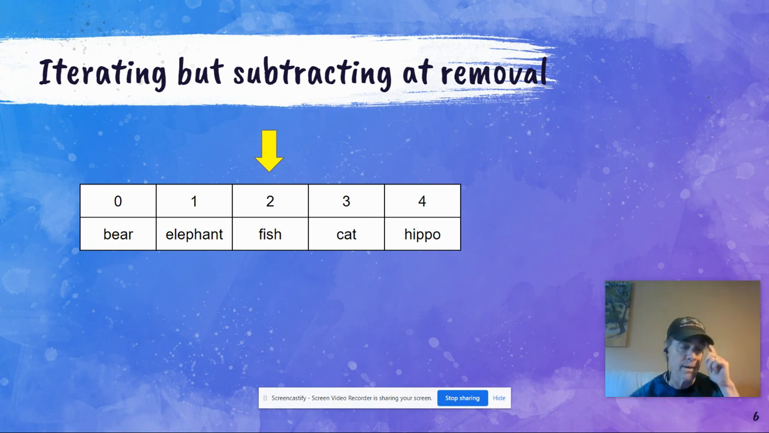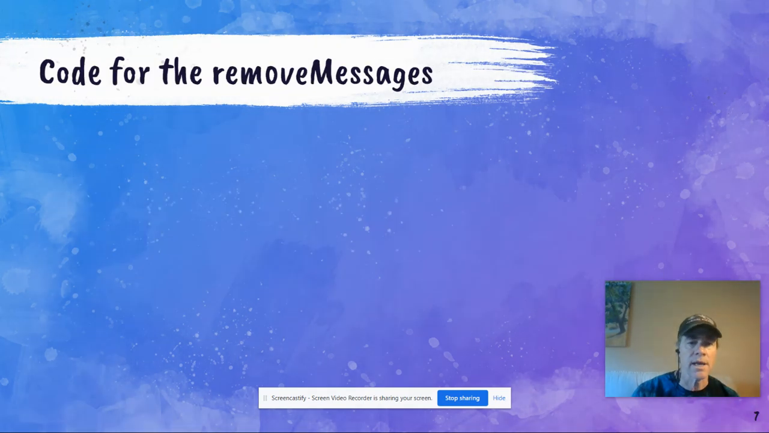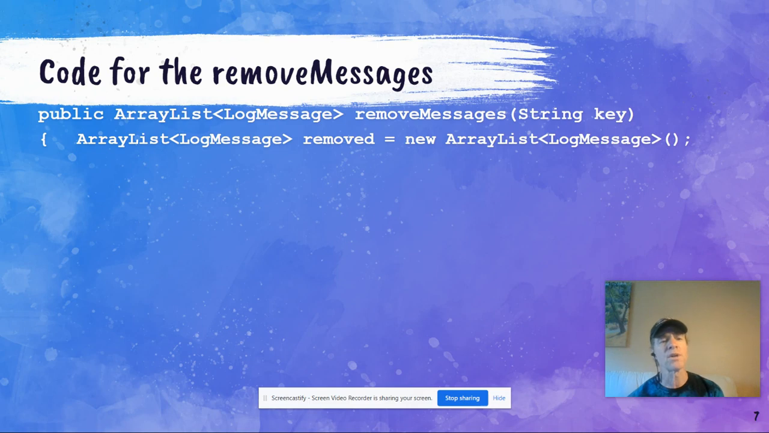All right, I think that's it. So let's take a look at this one. I'm supposed to remove all the messages that contain a specific keyword. Here's the method declaration called removeMessages. It's got a keyword as a string parameter, that's what I'm looking for. Notice that it is returning an array list of LogMessage objects.